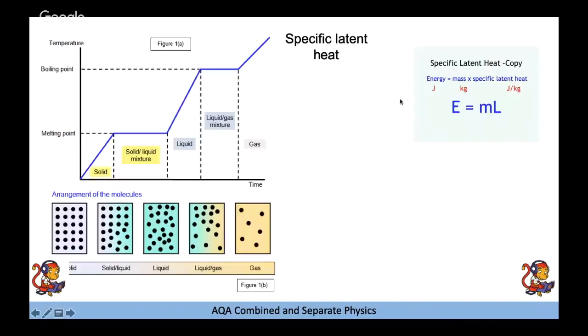Okay, a little bit on specific latent heat then. This is an equation that you get given. And I'm just going to refer us to this graph because they do love asking us about this. So this is a heating graph or heating curve. And what we've got along the bottom is time.